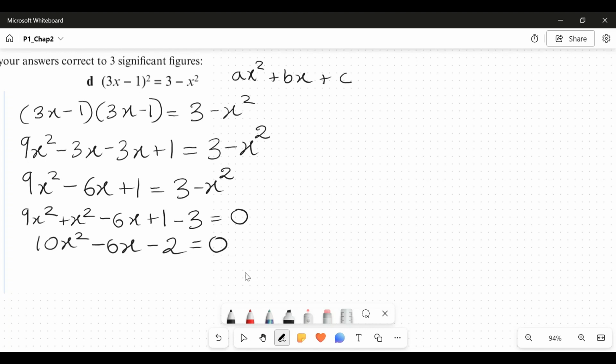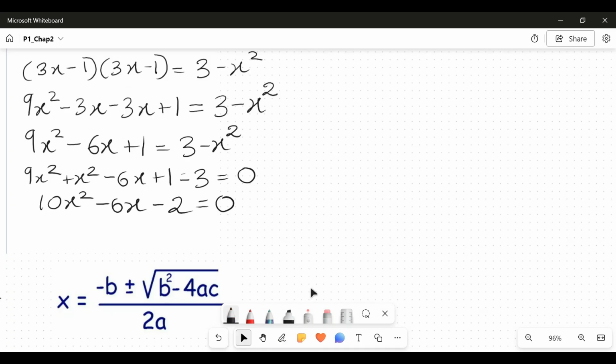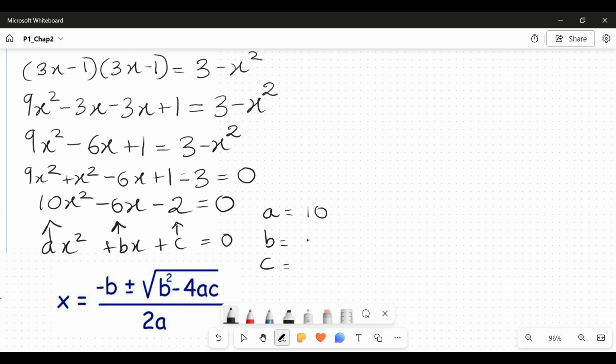We're going to use the quadratic formula again. So I've brought out the quadratic formula here, but before we use the quadratic formula, we need the values a, b, and c. And we know that this equation is of the form ax squared plus bx plus c equals 0. So the value of a is 10 because that's in front of the x squared. The value of b is minus 6, and the value of c is minus 2. So a equals 10, b equals minus 6, and c equals minus 2.